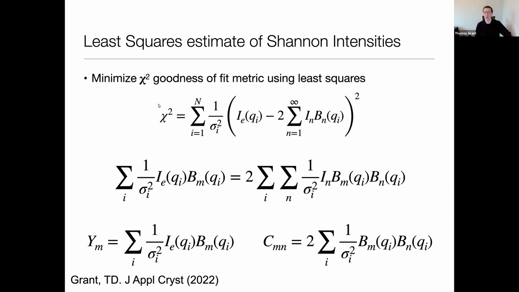And so we can take this equation and we can take the derivative of it because we want to minimize it. So we take the derivative of it and we set it equal to 0. And we end up with a system of linear equations that we can solve algebraically. On the left-hand side, we set that equal to a vector y_m, and on the right-hand side, we set that equal to a matrix C_mn, and we solve for these coefficients.